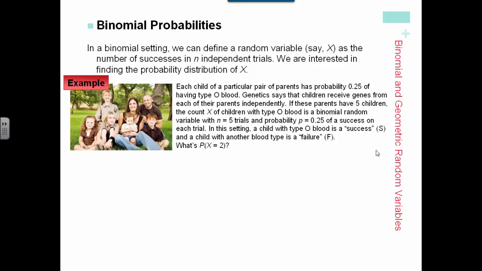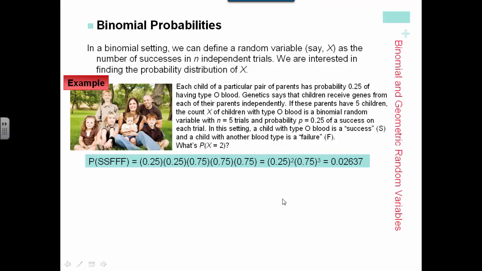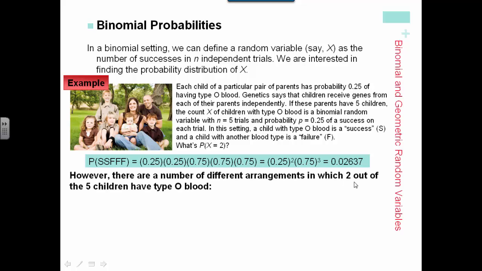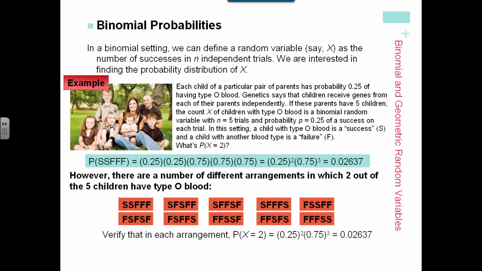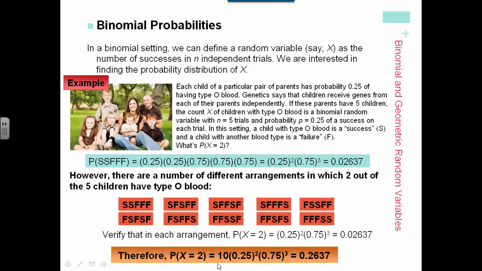What's the probability X equals 2? We have 0.25, 0.25, 0.75, 0.75, and 0.75. Multiply them out, and we get 0.02637. However, there are a number of different arrangements in which two of the five children have type O blood. Here they are. Verify that in each arrangement, the probability is 0.02637. Therefore, the probability X equals 2 is 10 times 0.25 to the second times 0.75 to the third, which equals 0.2637.